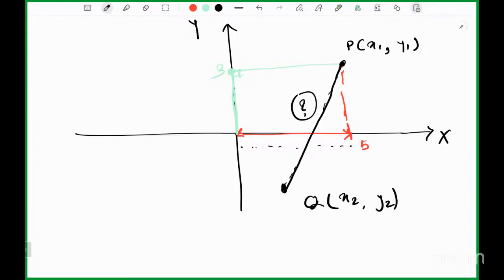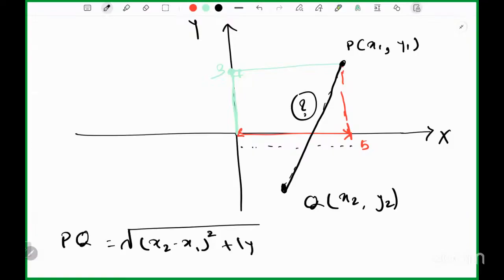So suppose the coordinates of point P are x1, y1 and the coordinates of point Q are x2, y2. Then what will be the distance between P and Q? What is the distance PQ? Can anyone recall the distance formula? Under root of x2 minus x1 the whole square. Correct. Under the root of x2 minus x1 the whole square plus y2 minus y1 the whole square.